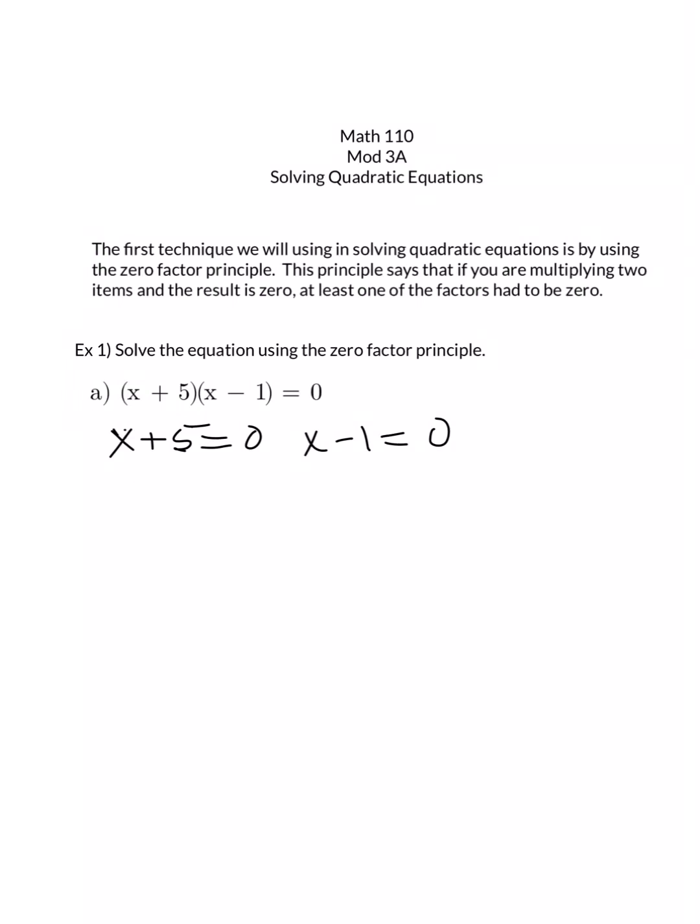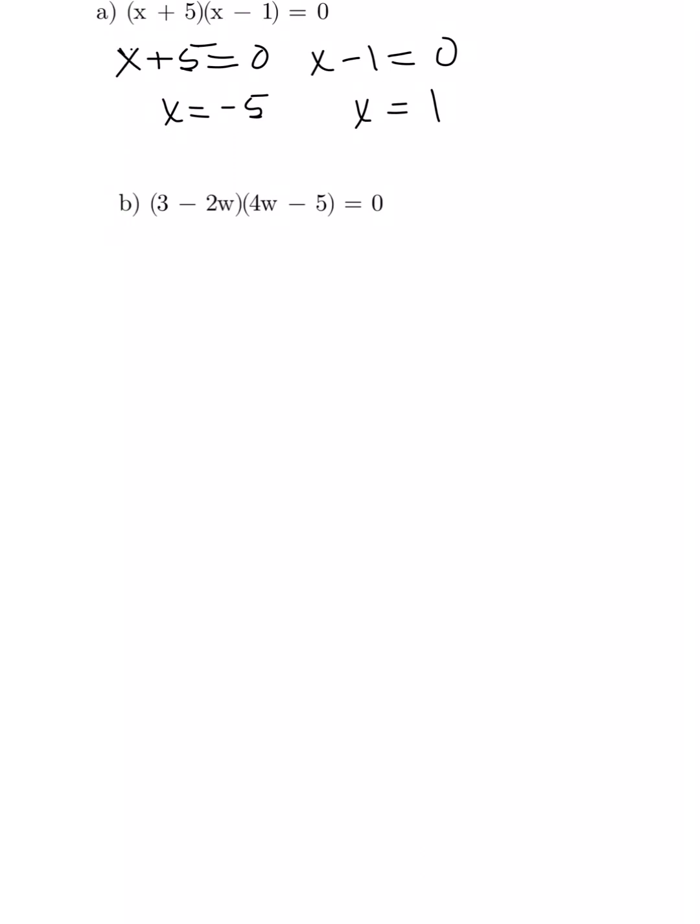Now you have two little equations to solve. Subtract your 5 on the first one, you get x equals negative 5. Add 1 on the second, you get x equals 1. Either one of those values, if we put them into the original equation, would work and give us an answer of 0. On our second example, we have the quantities of 3 minus 2w times 4 minus 5w equals 0.